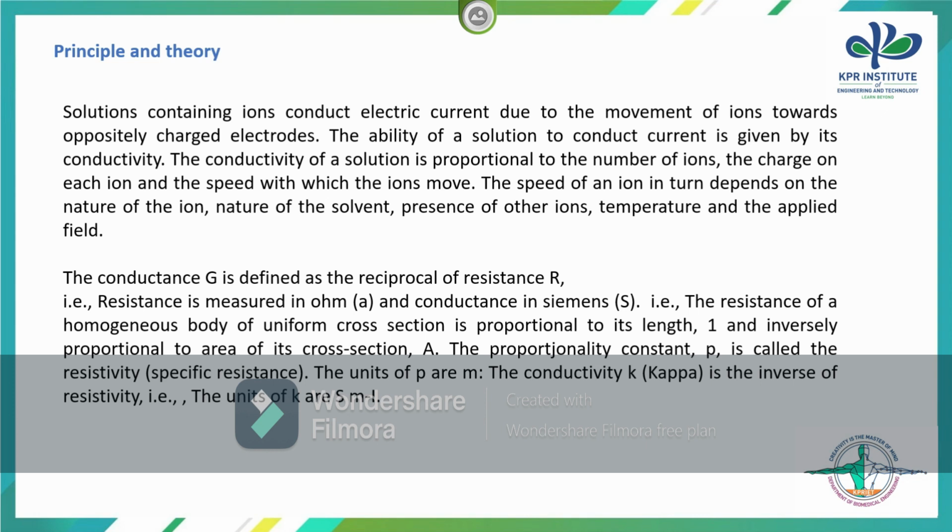The conductance G is defined as the reciprocal of resistance R. Resistance is measured in ohm, conductance is measured in Siemens. The resistance of a homogeneous body of uniform cross-section is proportional to its length l and inversely proportional to the area of its cross-section A. The proportionality constant ρ is called the resistivity. The unit of ρ is ohm meter. The conductivity K is the inverse of the resistivity. The units of K are Sm^-1.